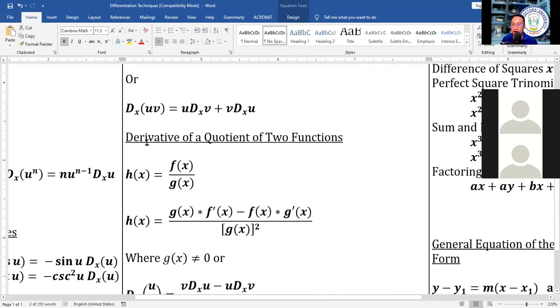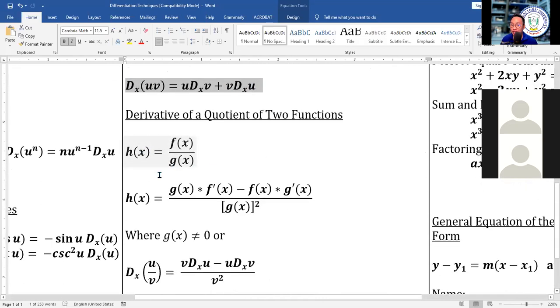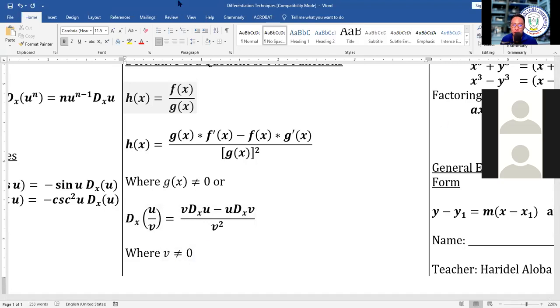And this is now the product rule, the product of two functions. And we are now here: d/dx of u over v, this is the formula, where v is not equal to 0. So let's go back to the whiteboard. Yes, it is recording there.